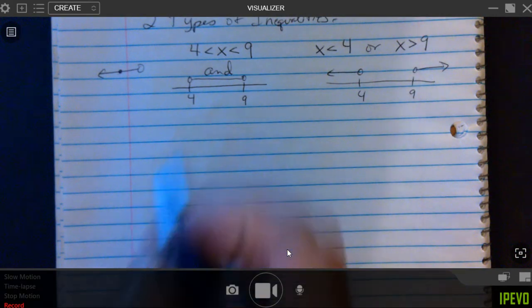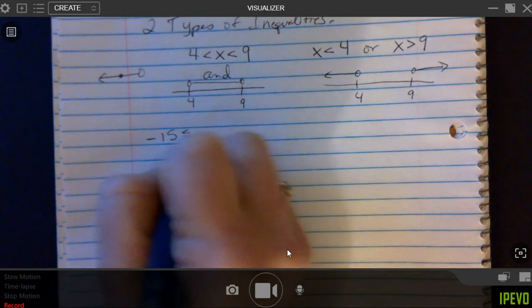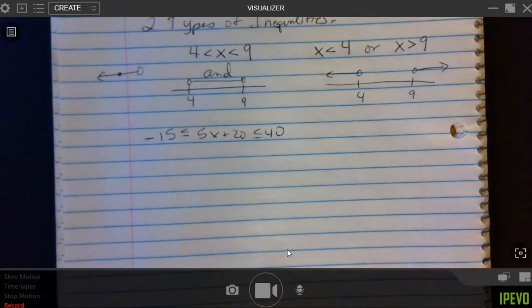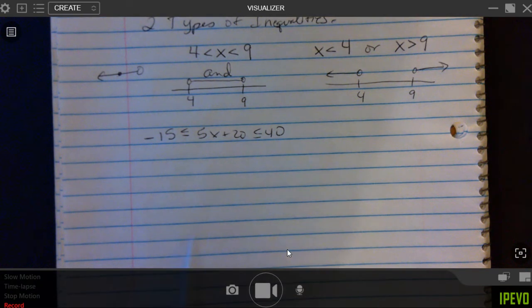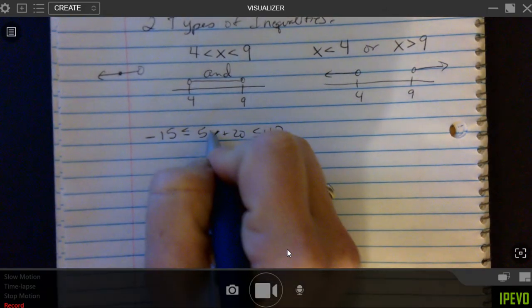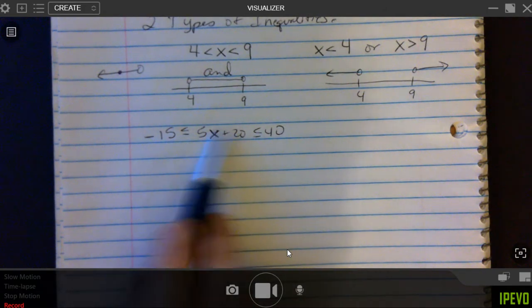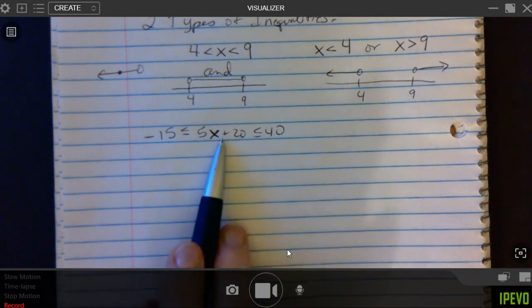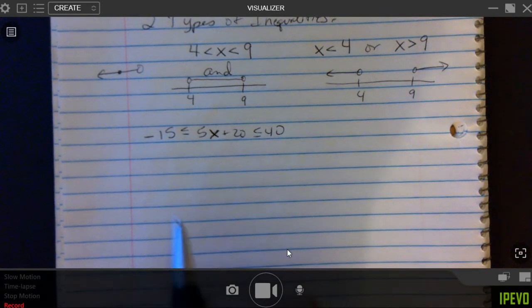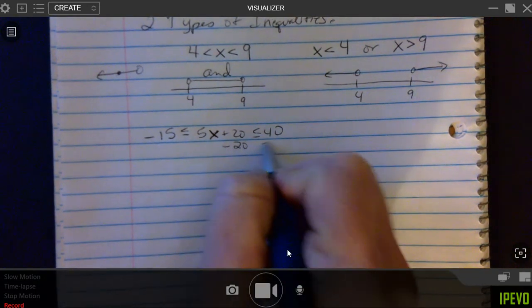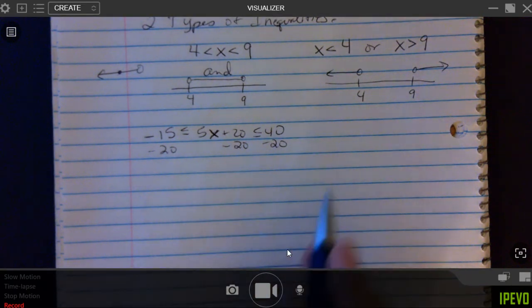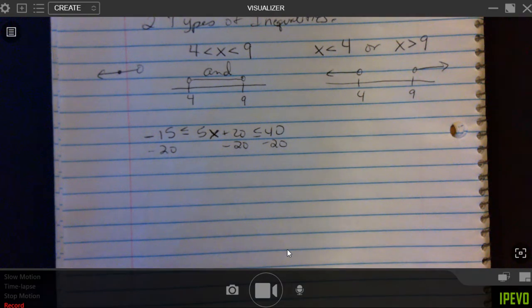So if we have the first type, negative 15 less than or equal to 5x plus 20 less than or equal to 40, we're going to solve it just like we have solved inequalities all along. We're going to move things away from the x. So you look here at what's hanging out with x, and instead of just doing it to two parts, we now have three parts. So we're going to do that to all three parts. It's plus 20, so we're going to subtract 20 from all three parts. That's the only difference from when we were doing inequalities before.